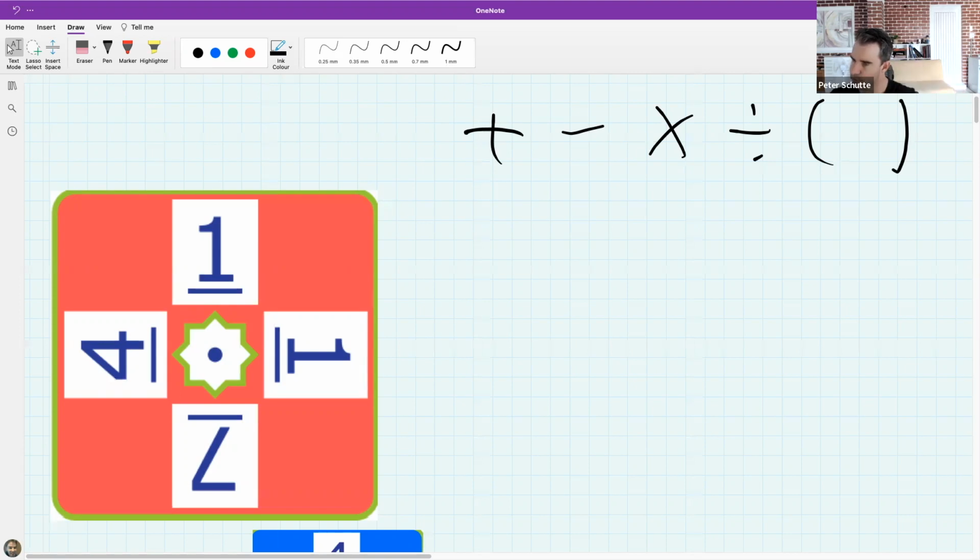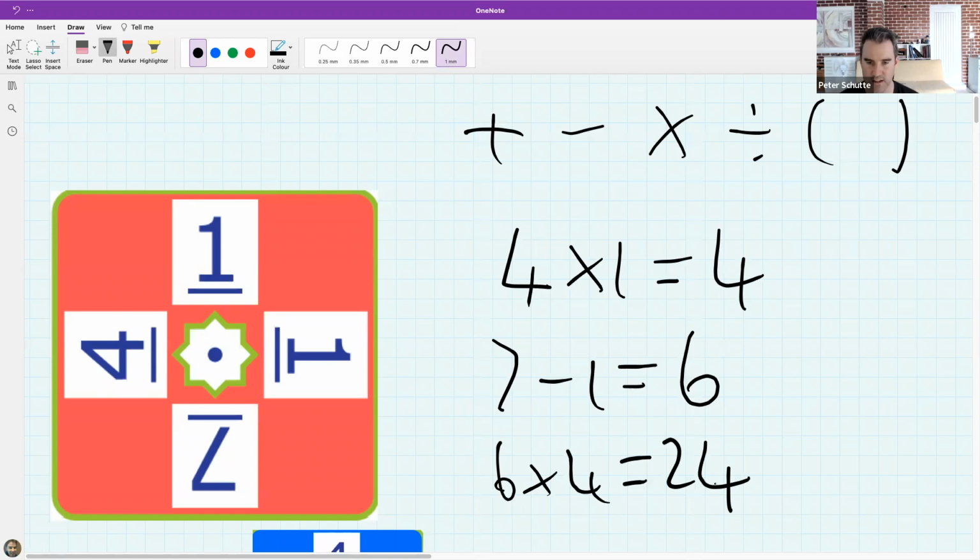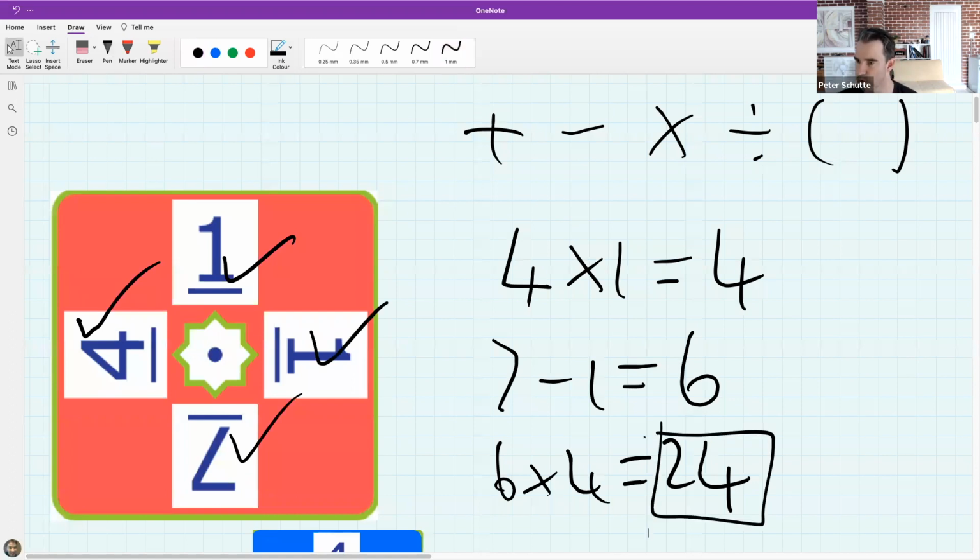Letty says 4 times 1. You used your calculator. So 4 times 1 is 4, and 7 minus 1 is 6. And so then 6 times 4 is 24. Yes, because that uses those two, that uses those two, and then you've got 24. Very nicely done.